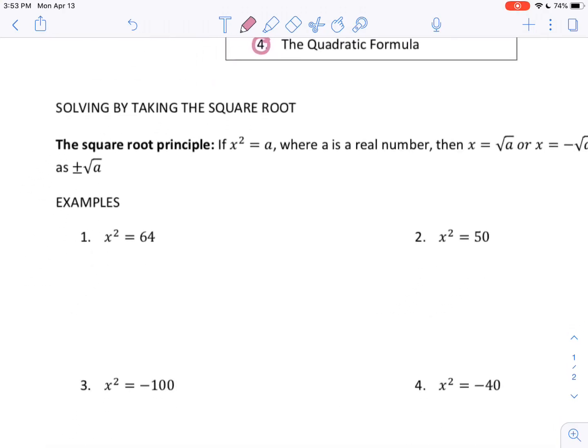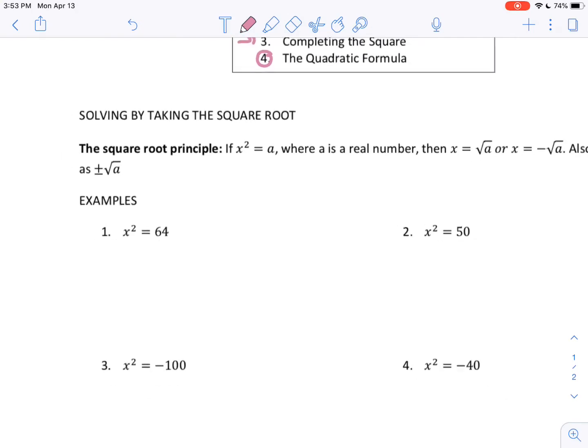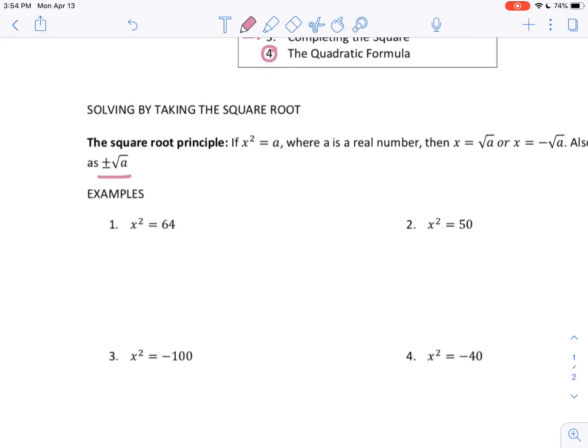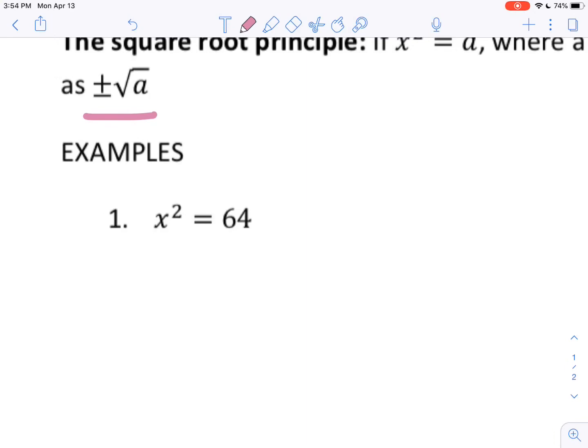So the square root principle says that if I have x squared equals a number, where a is a real number, then you can take the square root and you'll get the square root of positive a and the negative square root of a. We also write it as plus minus the square root of a. So we're going to have 2 answers. Remember that if you have something squared, that tells you how many answers you're going to have. So I should have 2.